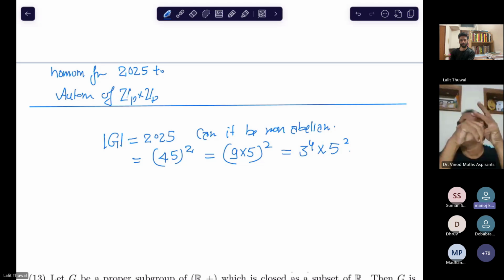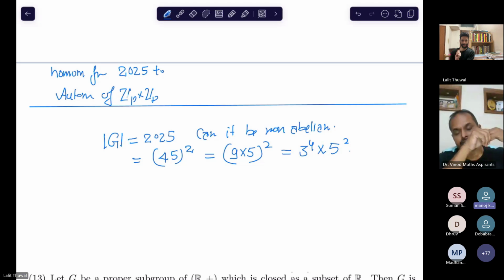This is of the form p squared times q. A group of order p squared is always abelian, and here q is 5. So a group of order 45 is always abelian. 45 is not prime, okay? A group of order p squared is always abelian, though not for any general group of order m squared. So keep that in mind.